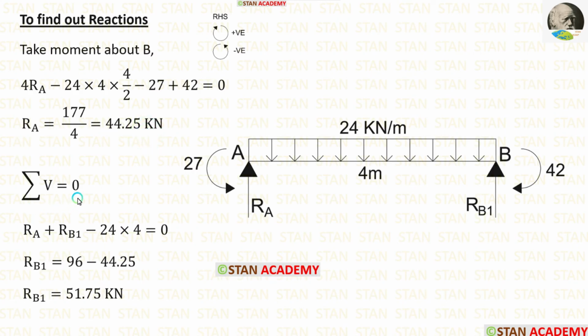Now, using the rule, summation of vertical forces is equal to 0, we can calculate RB1. Here there are two upward forces, RA and RB1. They will be positive. The UDL is acting downwards, so it will be negative. In the case of UDL, we have to multiply with the distance to get the total load. Here we can apply the value of RA, which we already calculated. In this way we can calculate RB1, which is equal to 51.75 kN.